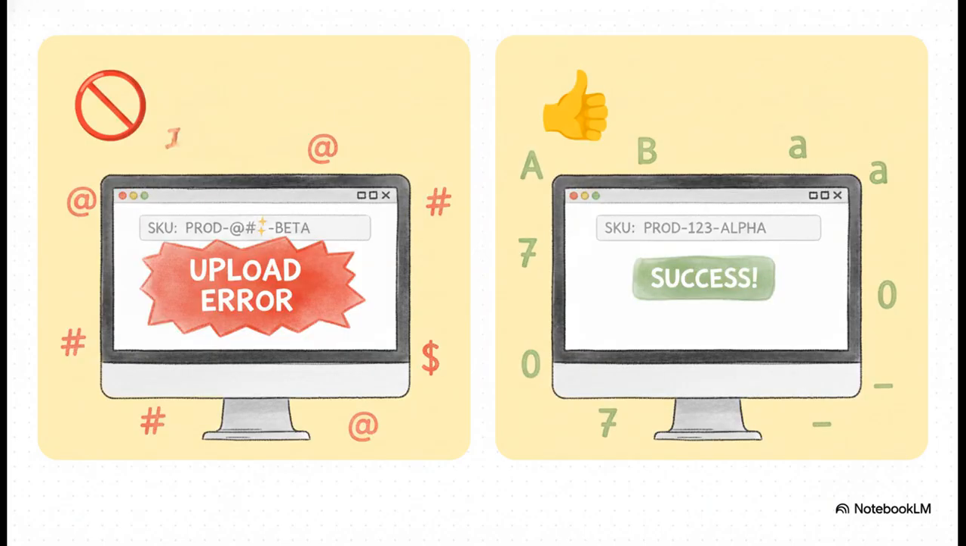Second, you gotta remember that computers can be, well, pretty picky, so stick to the safe characters. Letters and numbers, great. Hyphens and underscores are your best friends for separating bits of info. Just stay away from special characters like the @ symbol or a question mark. And please, no emojis. These things will just cause system errors when you try to upload your file.